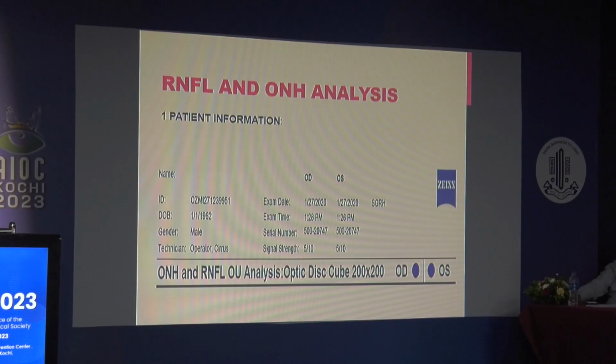The first one is patient information. In this, we have to see the registration number, because if you use a new registration number every time, the machine will take it as a new case, and it will not compare with the previous data. Age and sex are important because they are for the normative data. The machine compares your reading with the normative data.